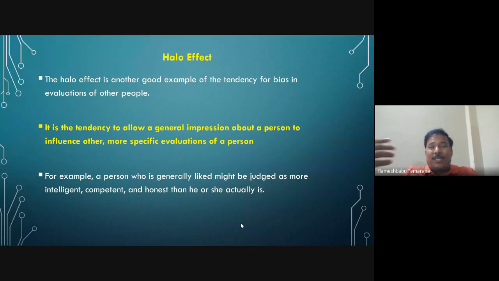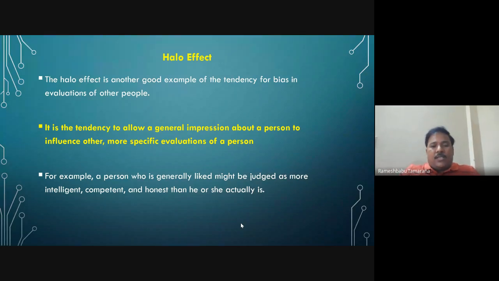I hope everybody internalizes this idea of the halo effect. We tend to make this mistake because we just like one individual for some reason. We put them above us, we see them ahead of us. They are very good at everything. They are intelligent, they're honest, they're competent. This is one of the biases when we evaluate others' behaviors.